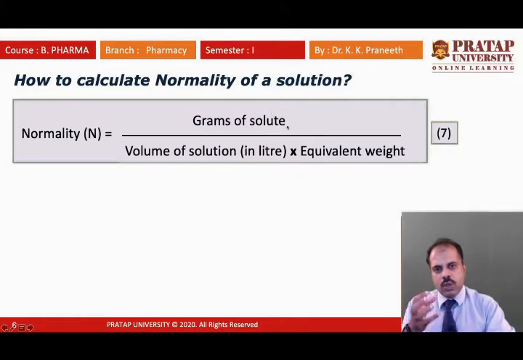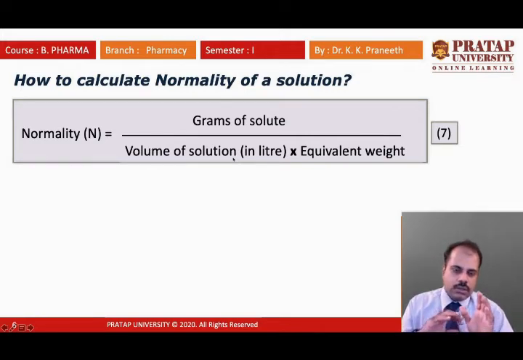Solute means any chemical, solid chemical, which can be dissolved to make a solution, right? We have seen the solute in the introduction. So if students are having problems understanding the words solute, solvent, solution, you have to watch part 1 to understand this meaning. So grams of solute divided by the volume of solution in liters. Not in milliliters, it's in liter. So volume of a solution in liter multiplied by the equivalent weight of the solute, equivalent weight of any chemical.